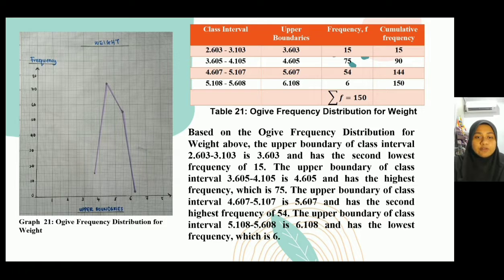The upper boundary of the class interval 3.605 until 4.105 is 4.605 and has the highest frequency, which is 75. The upper boundary of the class interval 4.607 until 5.107 is 5.607 and has the second highest frequency of 54. The upper boundary of the class interval 5.108 until 5.608 is 1.08 and has the lowest frequency, which is 6.